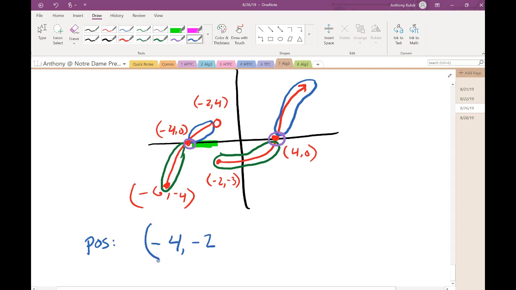Hannah, you had a question? I was gonna ask, how did you get -2? Okay. So you see the green section is the part of the x-axis we're interested in, right? So this is negative 4, and that is the negative 2. Does that make sense?